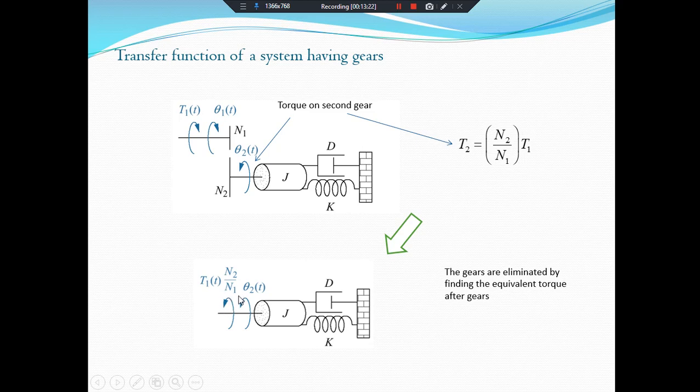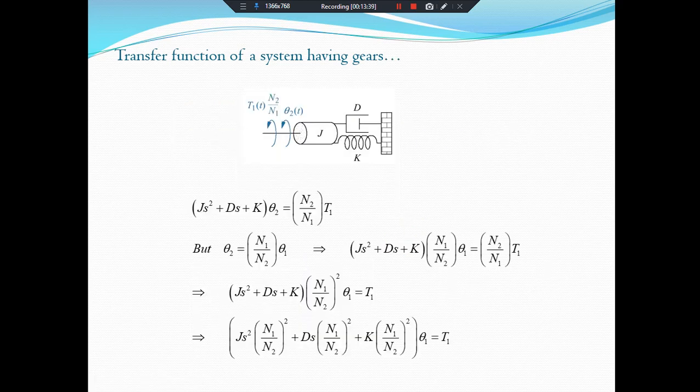Now you can write the equation, and as we have already studied, the number of equations depends upon the degrees of freedom, and this system has only 1 degree of freedom. Okay, the gears are eliminated by finding the equivalent torque after gears. So we can write the applied force. What is the applied force here? It is the reflected torque at the output. This one is the input force, and what are the impedances? This is the inertia, damper and the spring, and we write the equation this way.